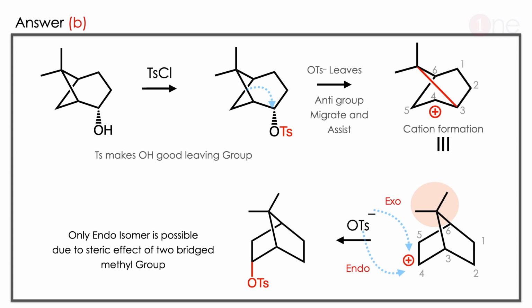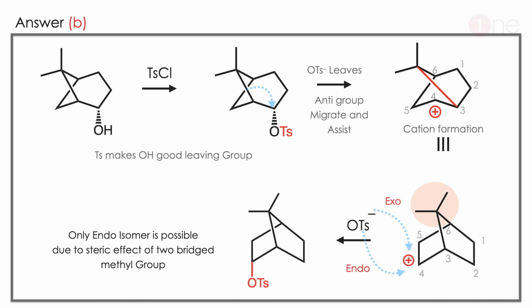The answer is B. Let us see how. The starting material contains OH. We are using the tosyl chloride. Tosyl chloride attacks the OH and forms the tosylate. The tosylates are a very good leaving group. But the bridged methylene group is anti to the leaving group, so it assists the leaving of OTs. So the ring position is changed. So the bond in the 4th position becomes the 3rd position.